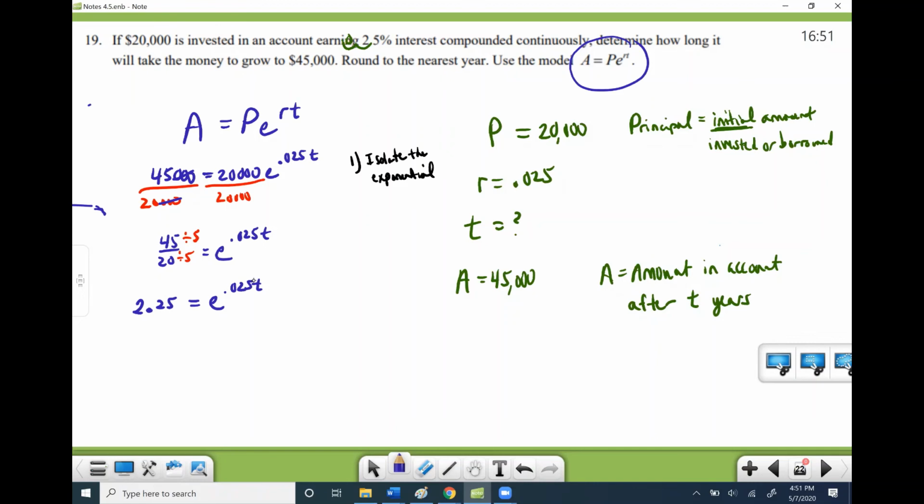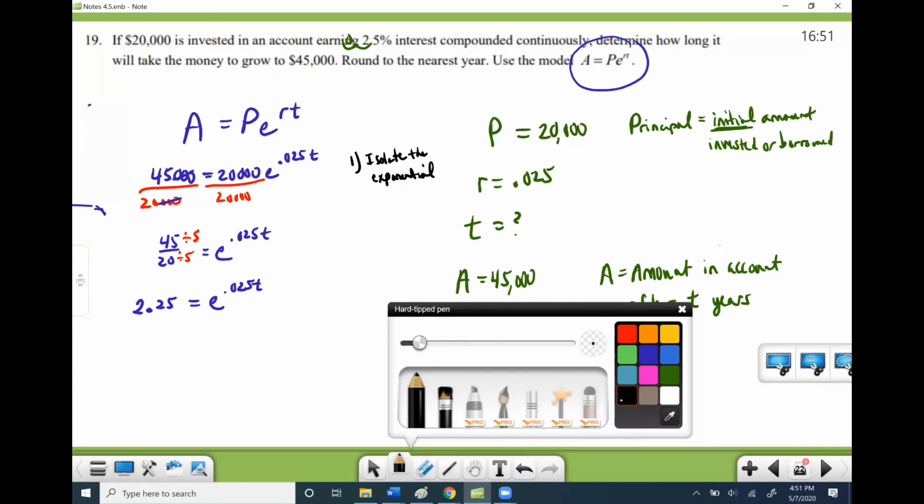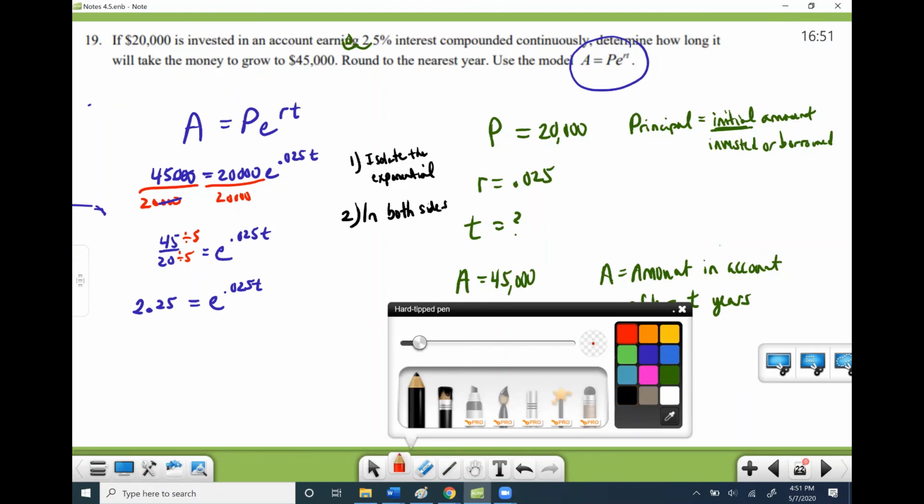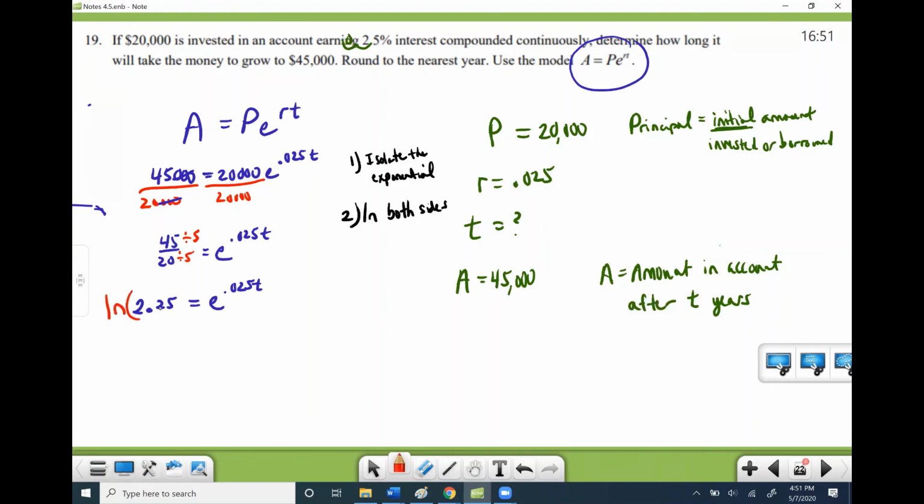Okay. Isolate the exponential. We did that. Okay. Now we're going to take the natural log of both sides. Natural log both sides. So we're going to natural log the left side. And I think I can just put them right here. Natural log that.